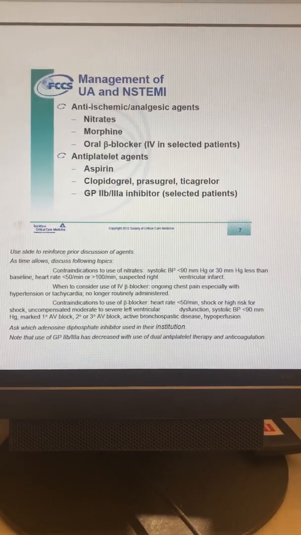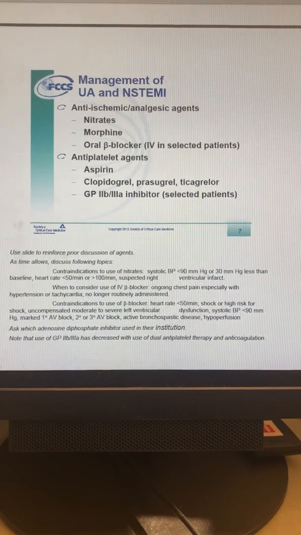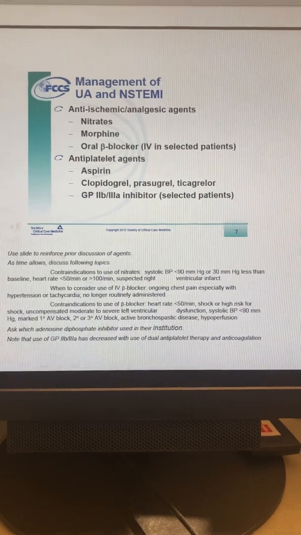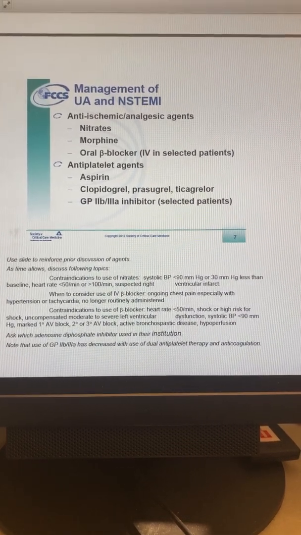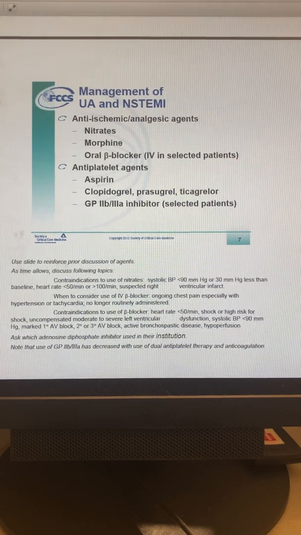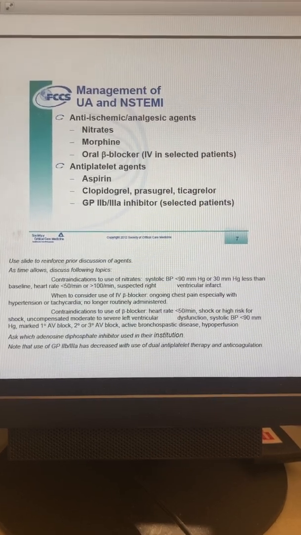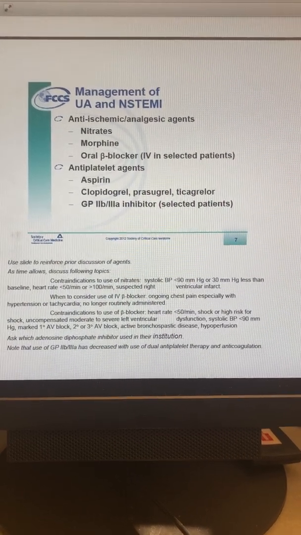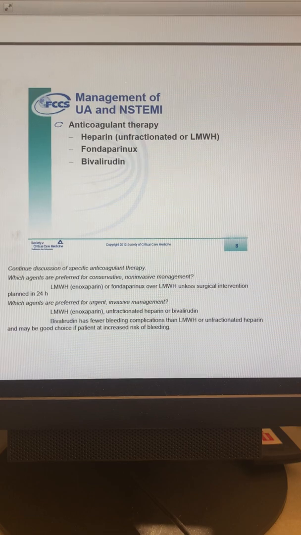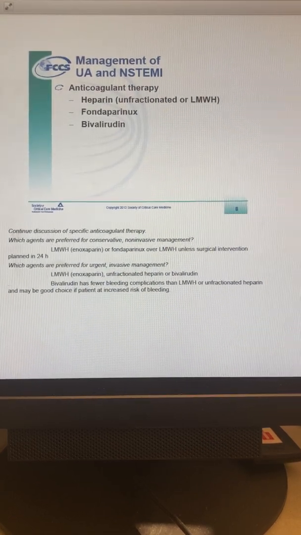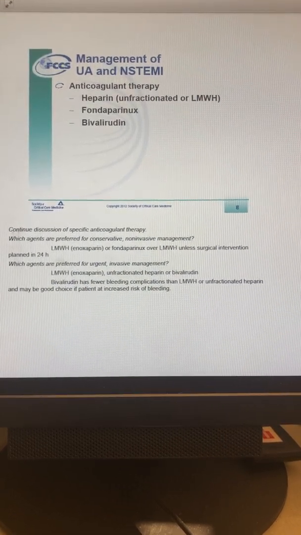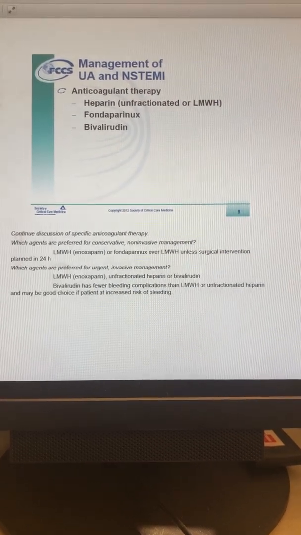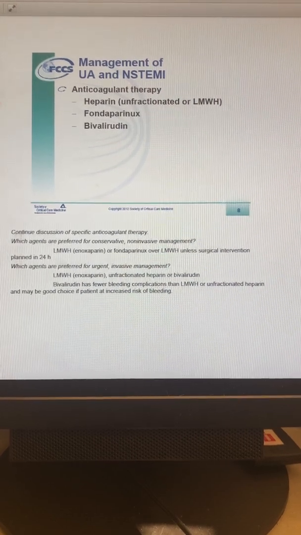The GP2B3A inhibitors is a decision that will be made by the cardiologist most of the time. Your Integrilin, some patients will come back on Integrilin, some patients won't, and that depends on their anatomy and the degree of stenosis. So that will be left up to the cardiologist. But don't panic if you see some of them on it. And these are the kind of options we have for the anticoagulant: the heparin, the fondaparinux, and bivalirudin. So, moving on.